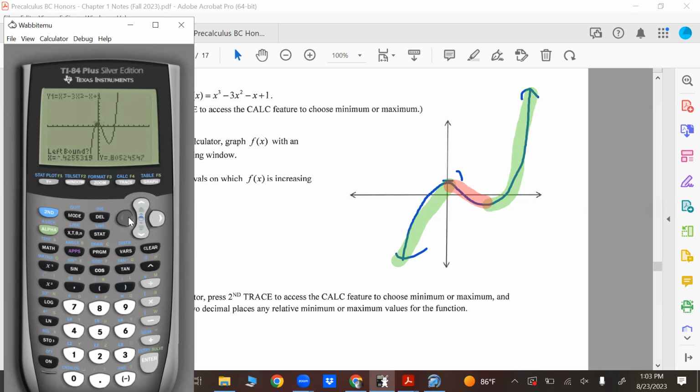So I'm going to go a little bit to the left of it, hit enter, and it puts a little arrow up above. Then I hit the right key, go a little bit to the right of the peak, hit enter, puts another arrow up above. It asks for a guess, just hit enter. And it should give me the maximum. So the maximum here is going to be negative 0.15.